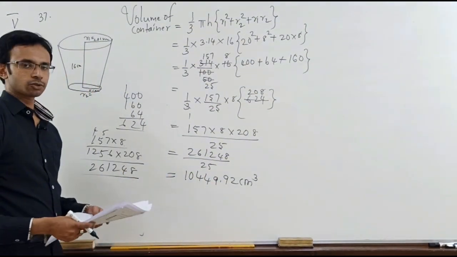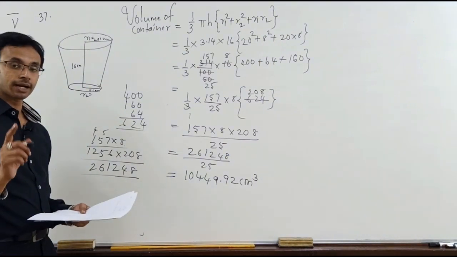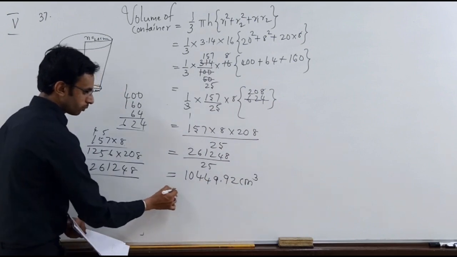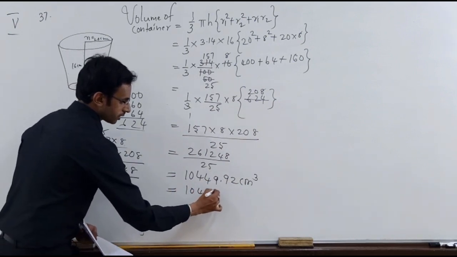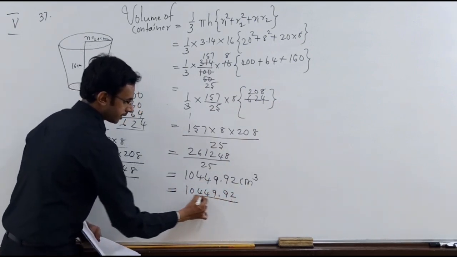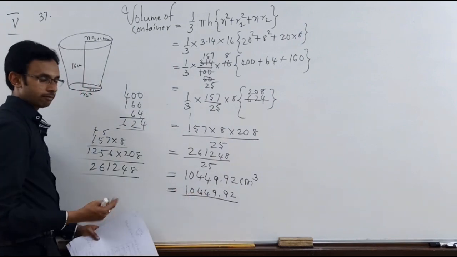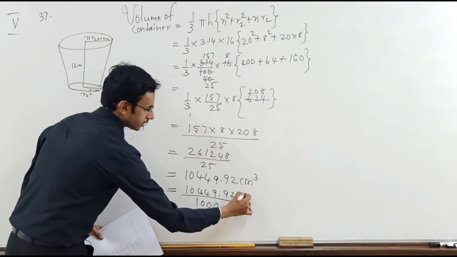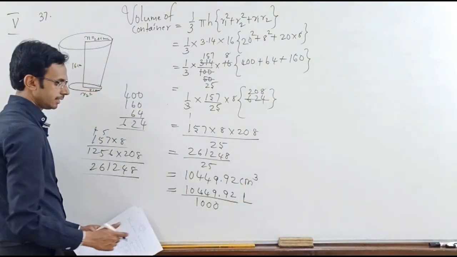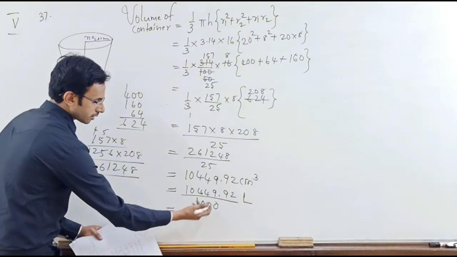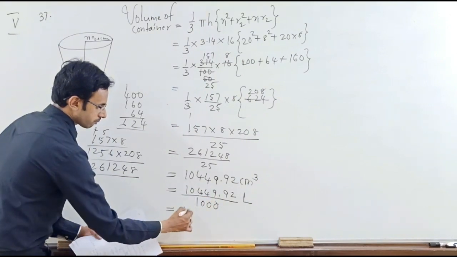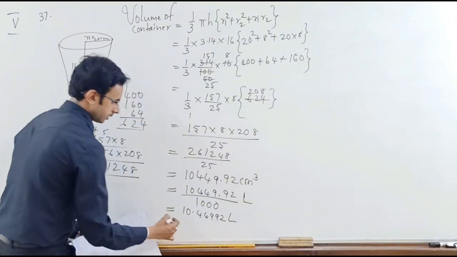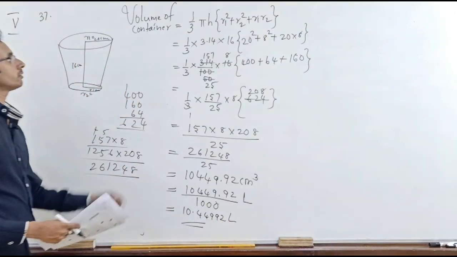Since the problem asks to find the cost of the milk, and the cost per liter is given as rupees 20 per liter, I have to convert this centimeter cube to liters. For that conversion, since it is a 4-mark problem, we have to go a little bit ahead. You divide by 1000. This converts centimeter cube to liters. Dividing by 1000 is nothing but shifting the decimal 3 places before. So this is the volume of the container.